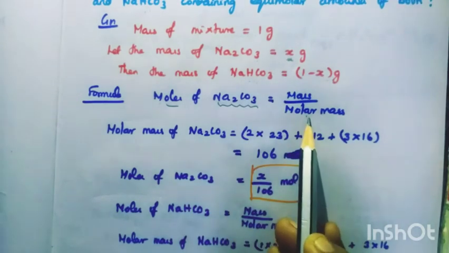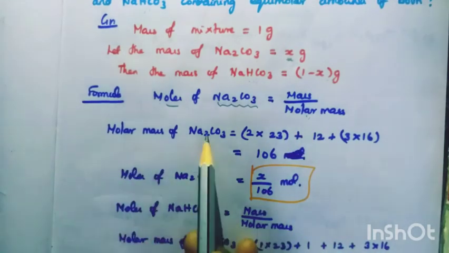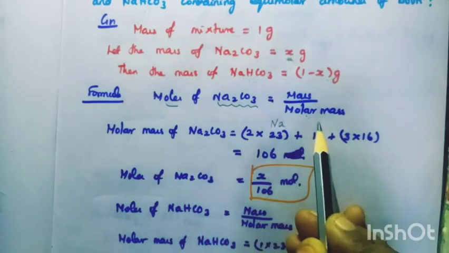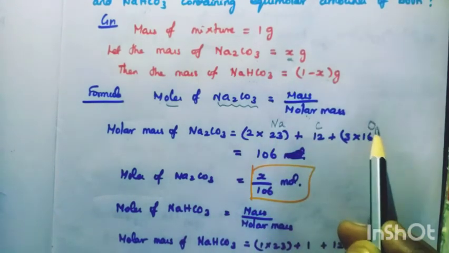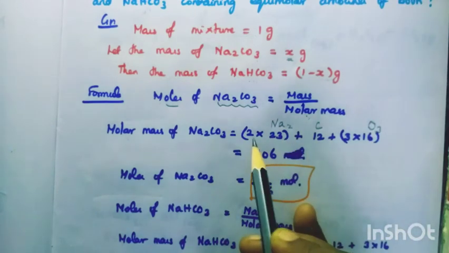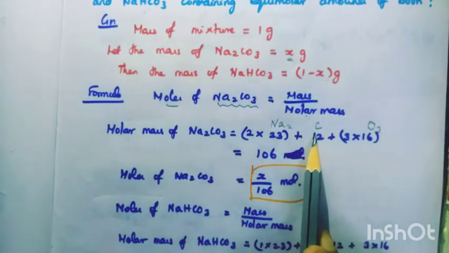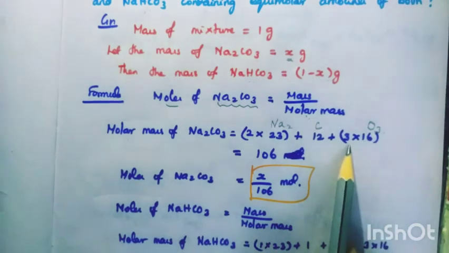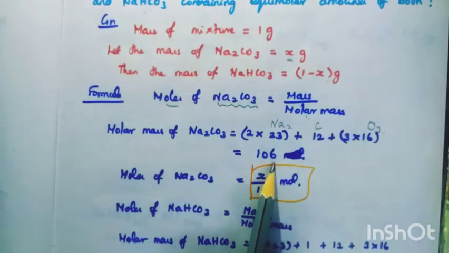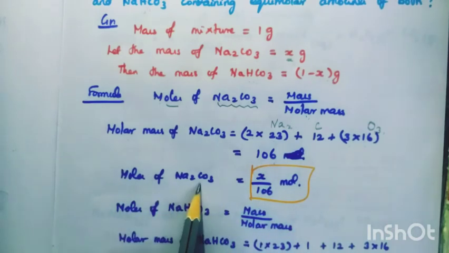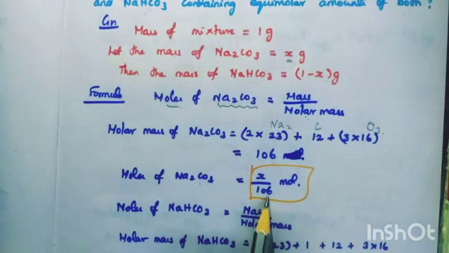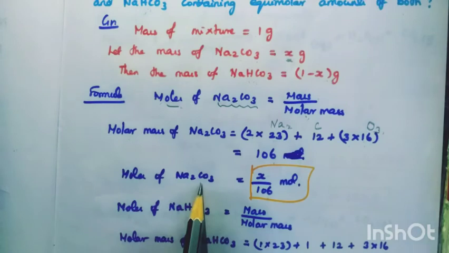For that we need the molar mass. So first calculate the molar mass of sodium carbonate. This is Na atomic mass, carbon atomic mass, oxygen atomic mass. Na 2, so 2 into 23. Carbon, oxygen 16, there are 3, so 3 into 16. That is 106. Number of moles of sodium carbonate: mass we don't know, x. So x by 106. This is the moles of sodium carbonate.